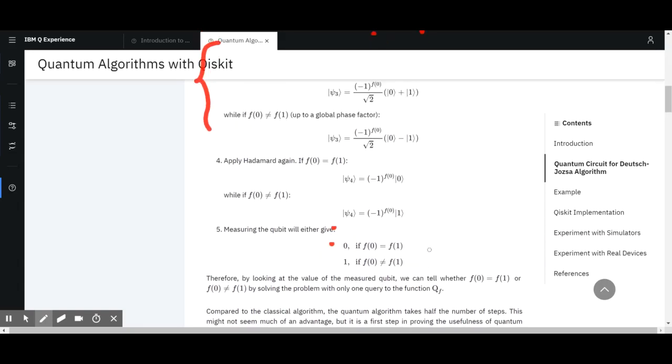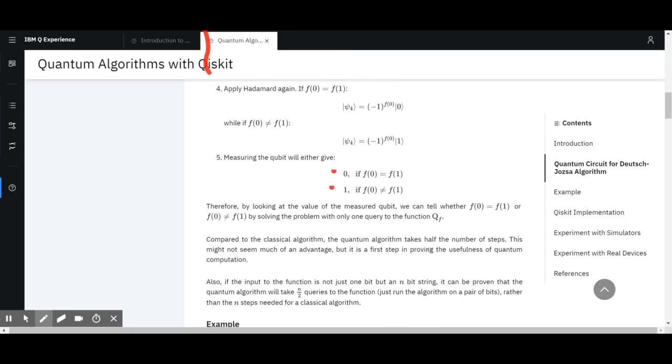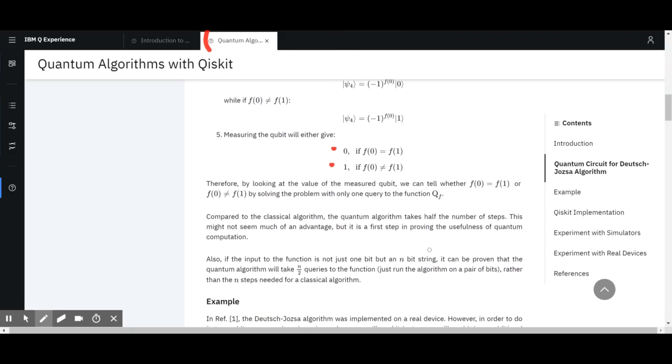Oh, interesting. Therefore, by looking at the value of the measured qubit, we can tell whether f0 equals f1 or f0 doesn't equal f1 by solving the problem with only one query to the function compared to the classical algorithm.